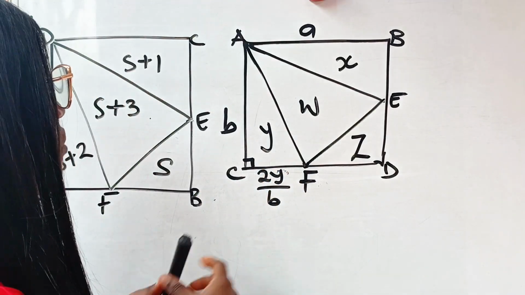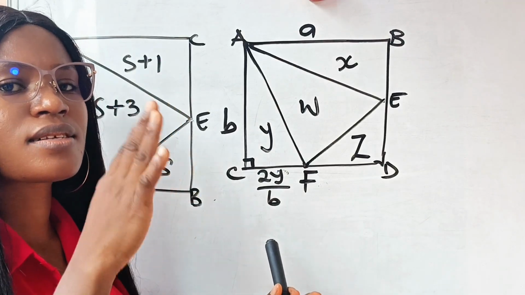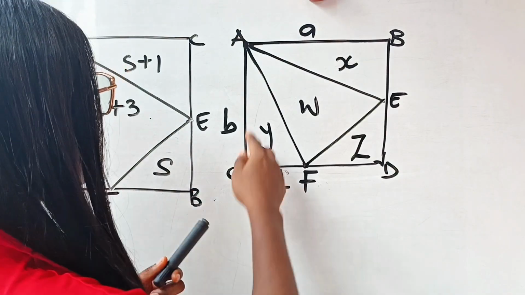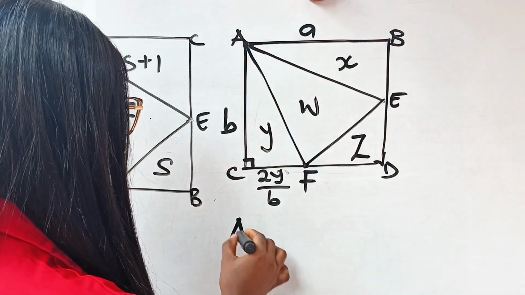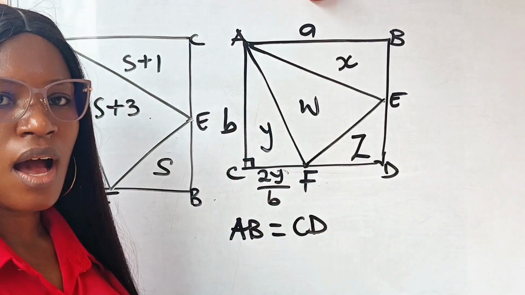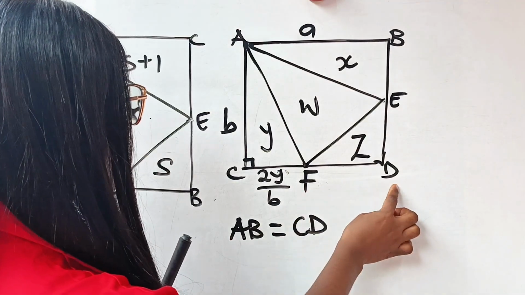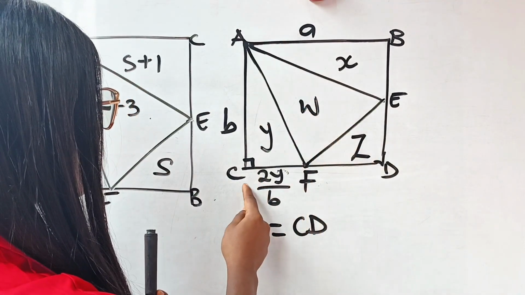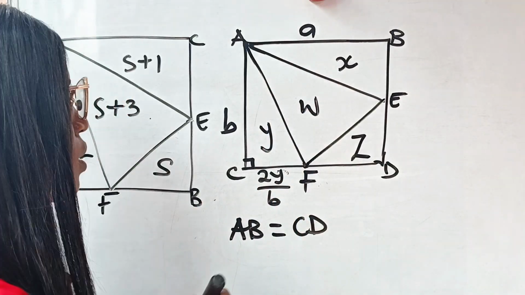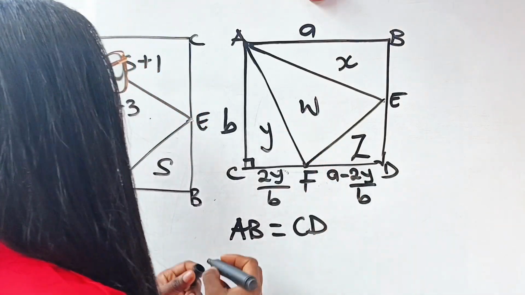Now remember that this is a rectangle, and in a rectangle the opposite sides are equal, so AB is equal to CD. If that is true, that means this remaining part, which is FD, will be equal to A minus CF, which is A minus 2y over B. So I'm going to write here A minus 2y divided by B.